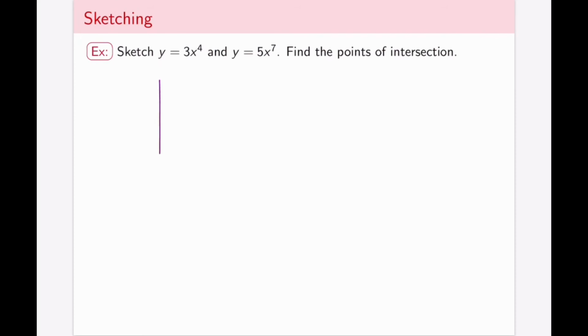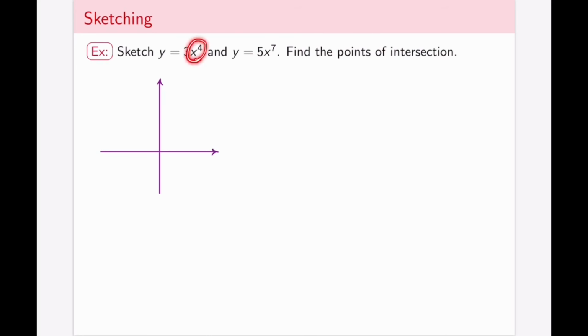I strongly recommend producing a qualitative graph first, so no scales, nothing. That is because sometimes you might get lost in the algebra, whereas the qualitative sketch will suggest some general big picture ideas that have to hold through anyways. So let's sketch the 3x to the 4th first. The coefficient is positive, so it's going to be the standard function without the reflection.